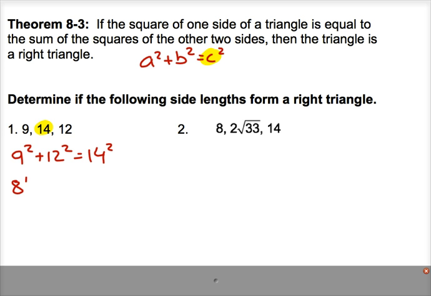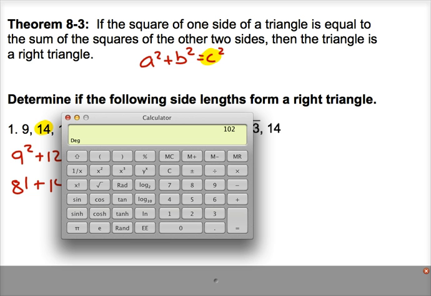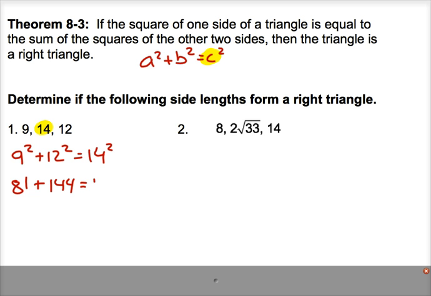9 squared is 81. 12 squared is 144. 14 squared, I don't remember it off the top of my head, which is fine. Just means we grab our calculator and check what 14 squared is. So 14 squared is 196. And then I need to add the left side. What's 81 plus 144? And does 225 equal 196? No. So are these values forming a right triangle? No, they're not.